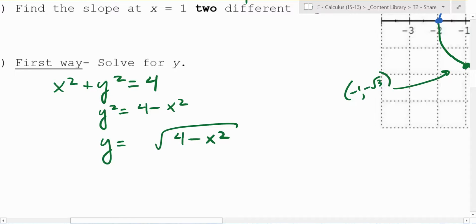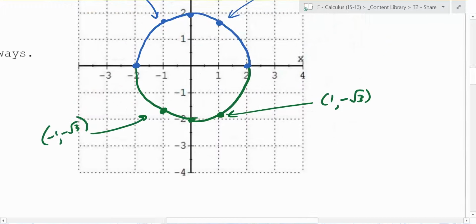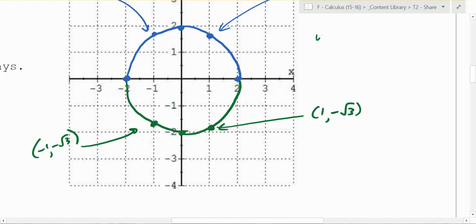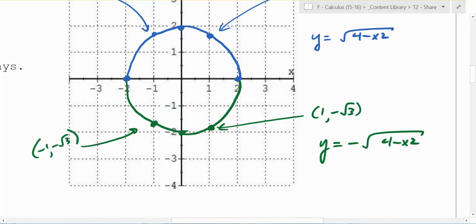There's actually something that's missing right there. Can someone tell me what's missing? Plus or minus. When you take the square root, it has to be plus or minus. So here's the thing. Y equals the positive one. Where's that going to be? And then there's y equals the negative one. Where's that going to be? Well, I kept the colors the same for a reason. The blue part is when y equals positive the square root of 4 minus x squared, and the green part is when it equals negative the square root of 4 minus x squared. You have to have two functions glued together.